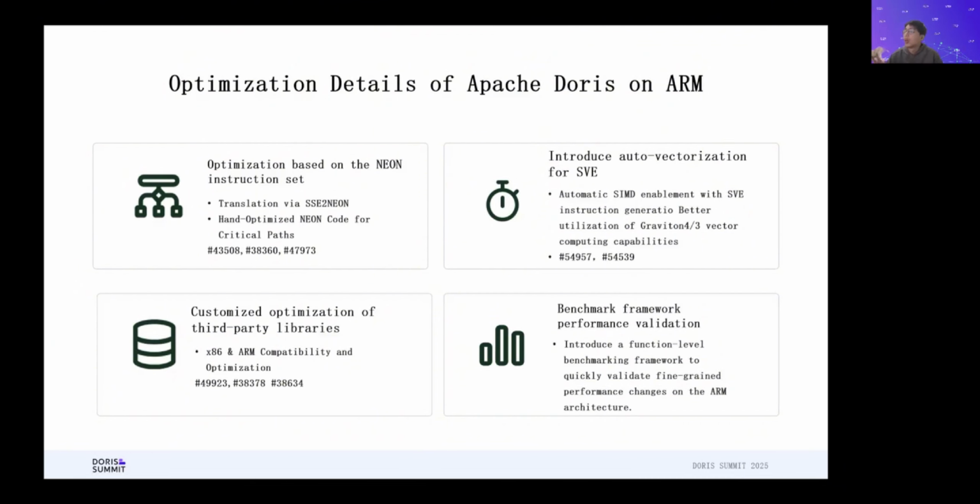Fourth, we enhance the benchmark framework for performance validation. We introduced a function-level benchmarking framework. These frameworks allow us to quickly validate fine-grained performance changes on the ARM architecture to help us identify performance issues earlier in the development process, to ensure that any change we make actually improves the performance, both on ARM and x86 architecture.